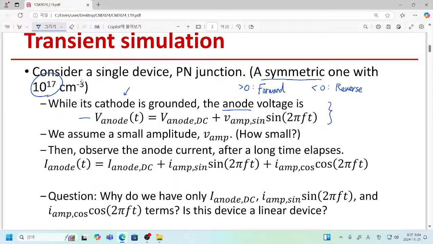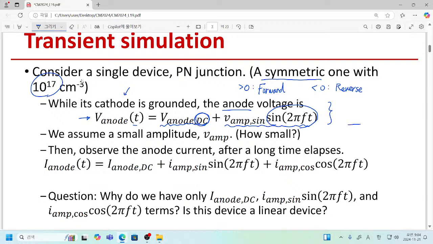So anyway, now let's assume that we have applied this waveform. So anode voltage as a function of time contains only two terms in this case. The first term is this term, and second term is time dependent term. Okay, good. However, in this case, we explicitly say that this takes a certain sinusoidal waveform.